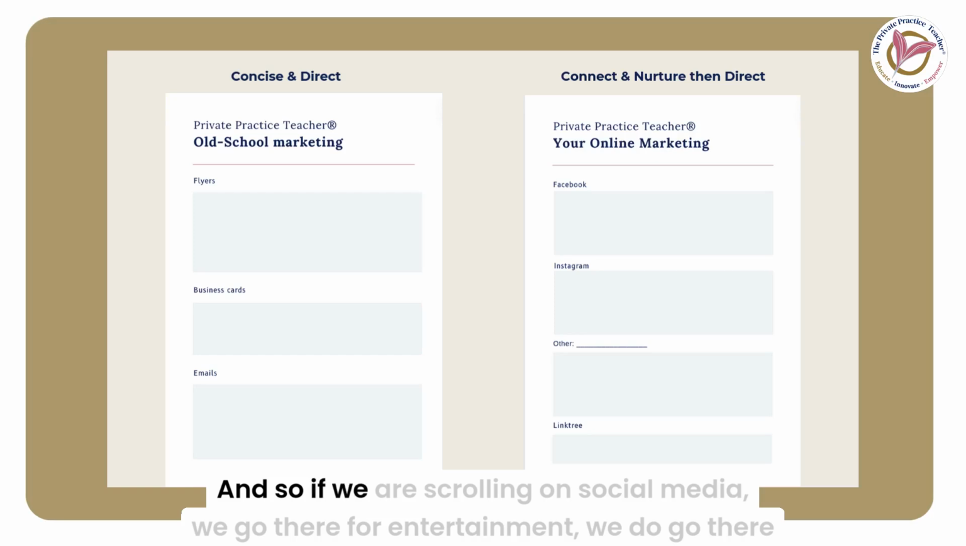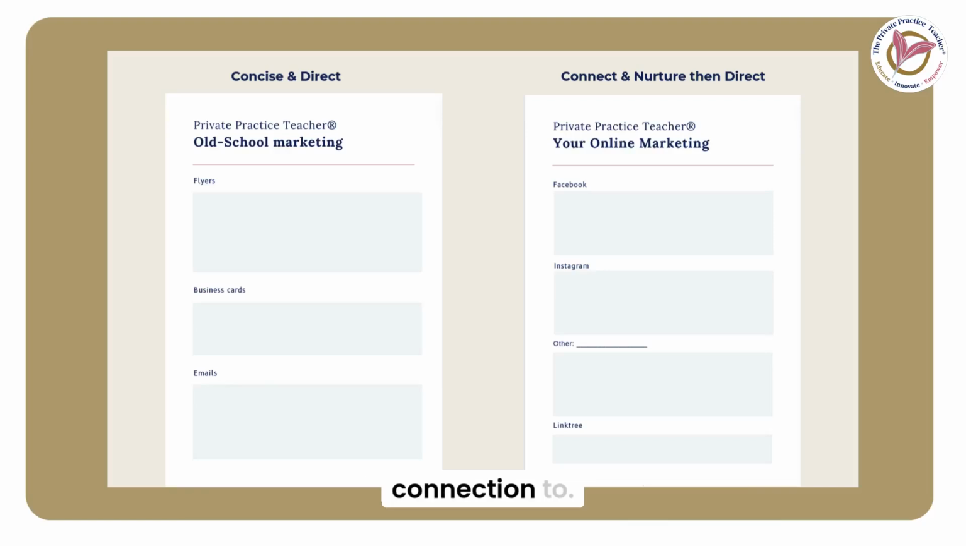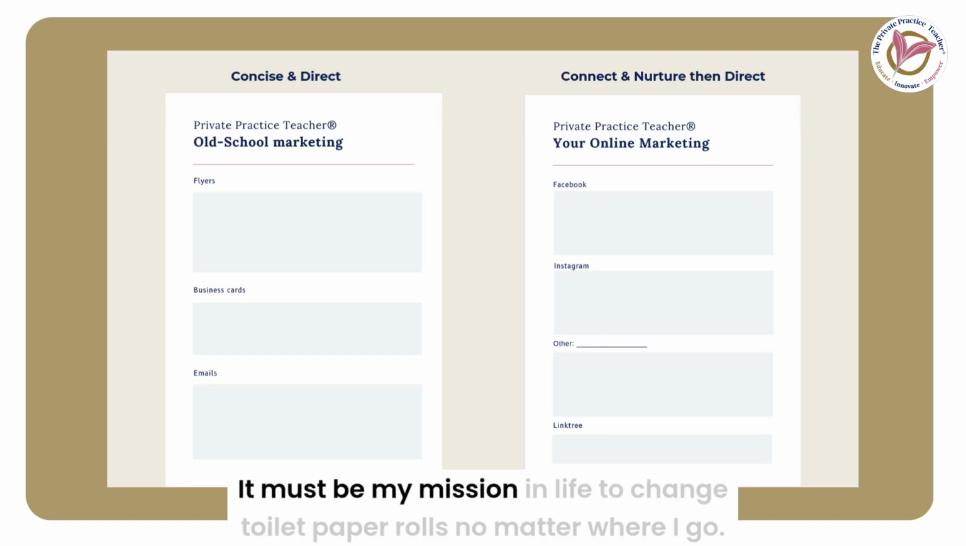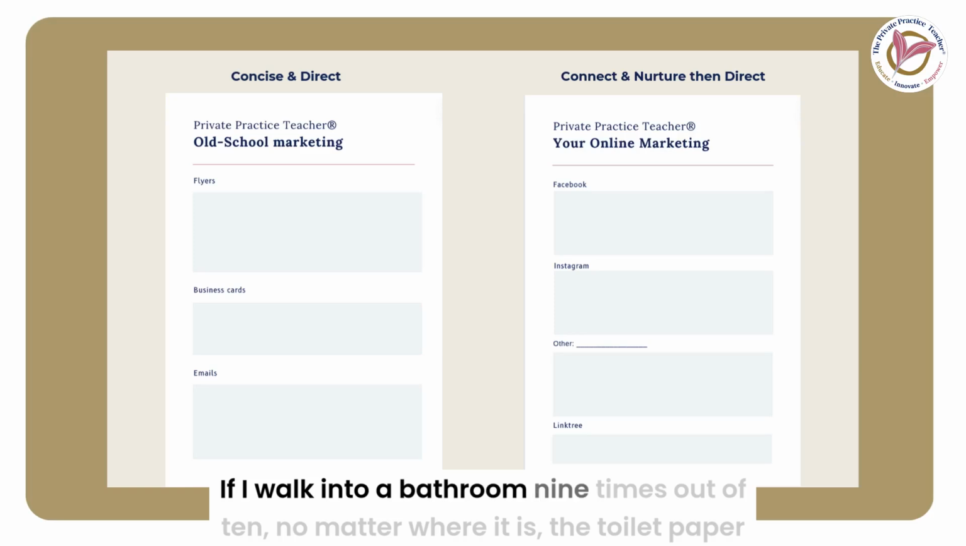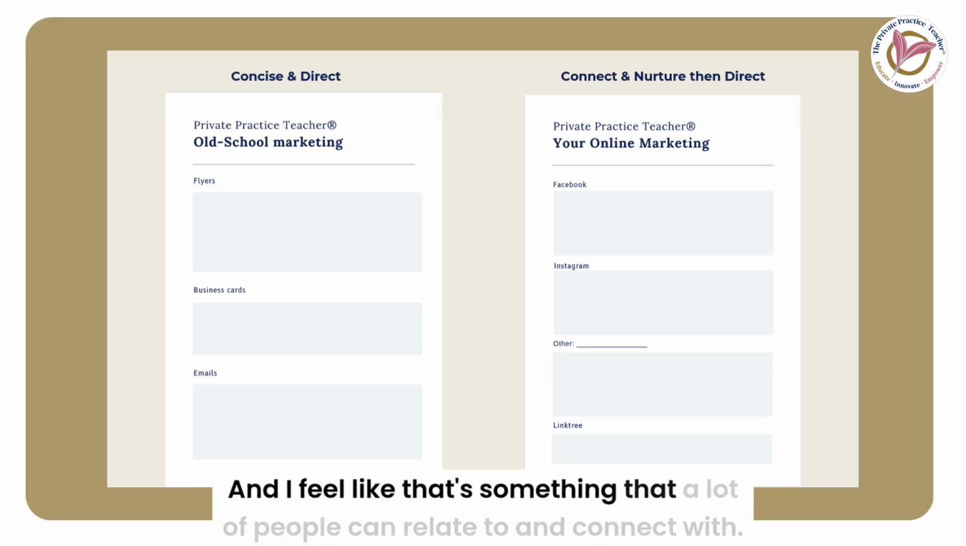And so if we are scrolling on social media, we go there for entertainment, we do go there for information, but a lot of times the content that we're going to interact with are things that we feel a connection to. For example, I feel like it must be my mission in life to change toilet paper rolls no matter where I go. If I walk into a bathroom, nine times out of 10, no matter where it is, the toilet paper is empty and I have to change that roll. And I feel like that's something that a lot of people can relate to and connect with.